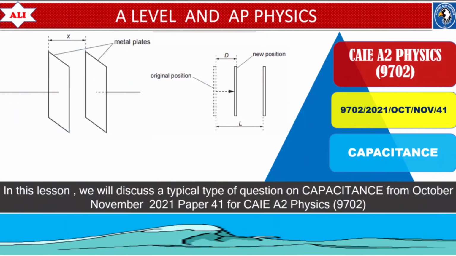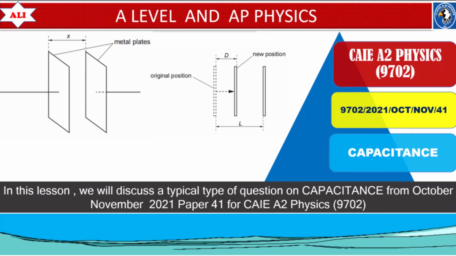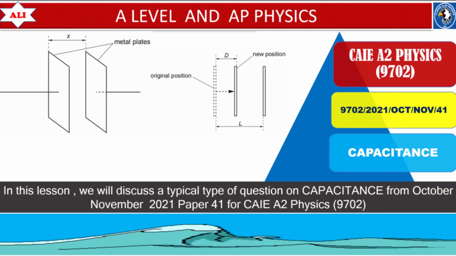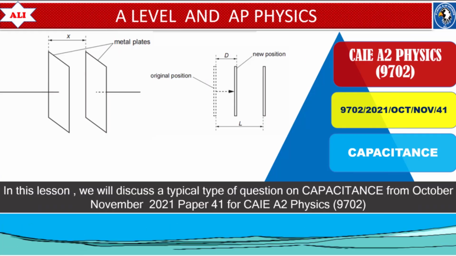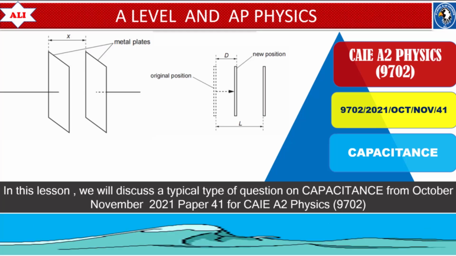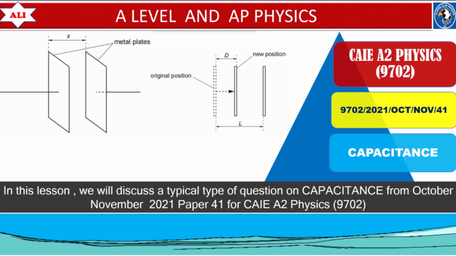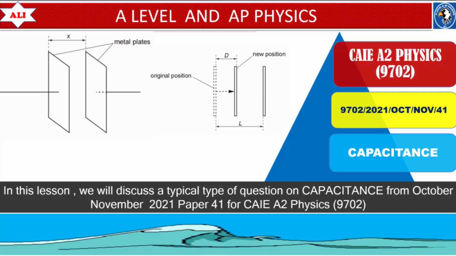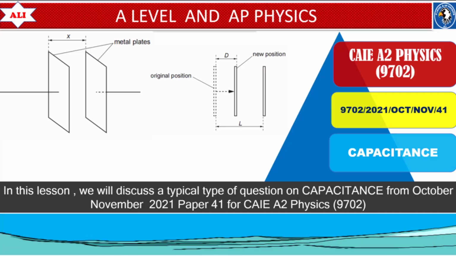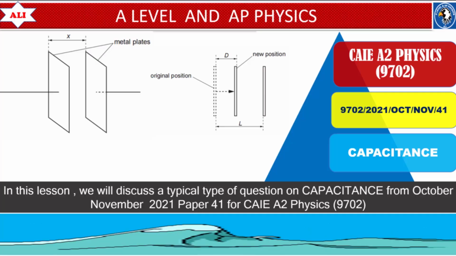Welcome to A-Level and AP Physics. In today's lesson, we will discuss one very important past paper question on capacitance from October-November 2021, paper 4, variant 1. I said this question is very important because in this question, we will discuss some very important concepts about capacitance.